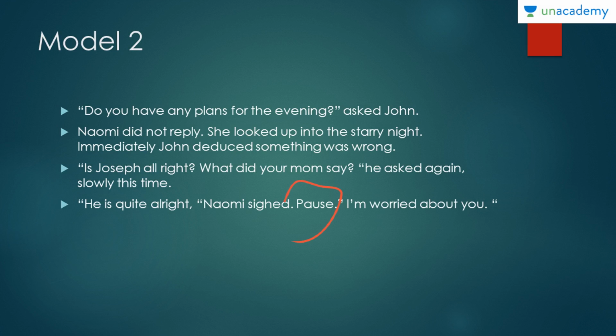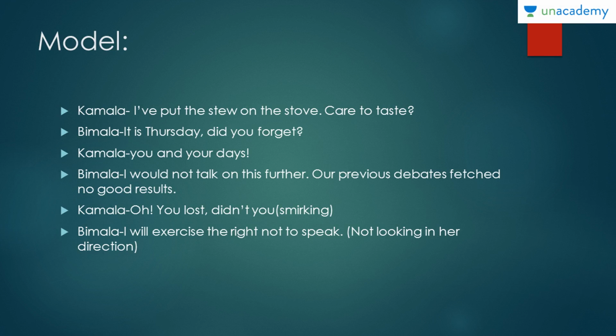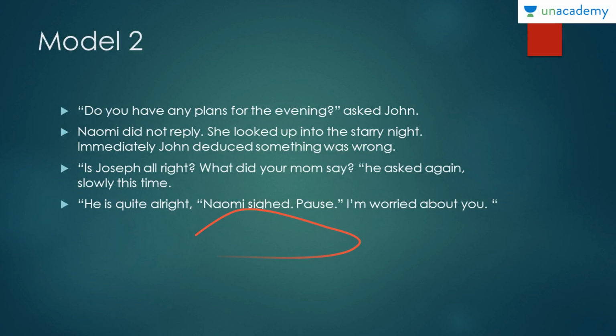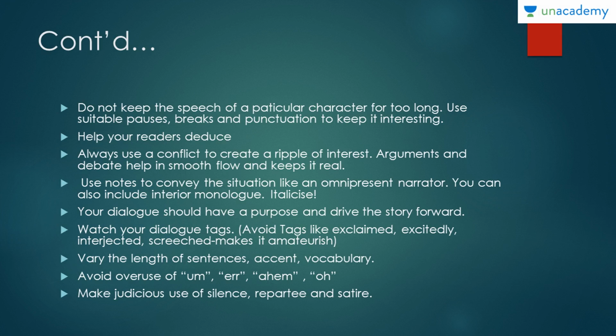Here she exercises the right not to speak, so this is also a type of silence, right? So you have to consider these things while writing a dialogue. Help your readers deduce, like in the case of John and Naomi. We deduced the relationship with Joseph, we deduced the relationship between them. So help your readers deduce.